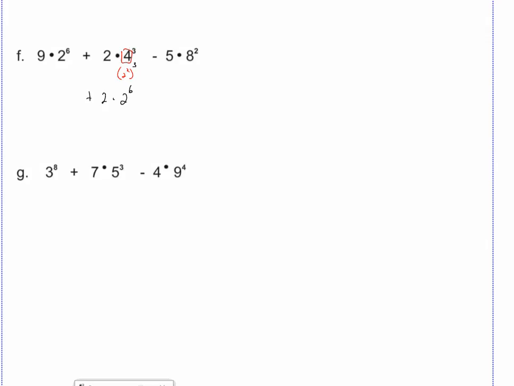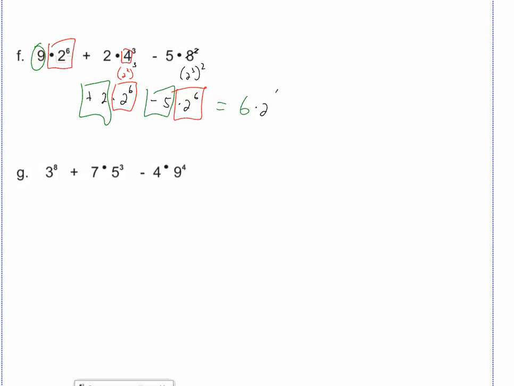What are you going to do with the 8 squared? And 8 is a 2 cubed, right? So now we have a negative 5 times 2 to the 6th. And look at that. Now we can add them all up, right? 9 of them plus 2 of them is 11 of them. 11 of them minus 5 of them is 6 of them.